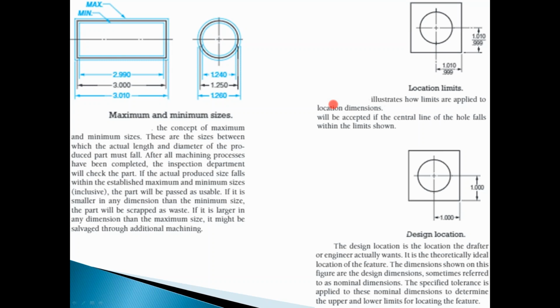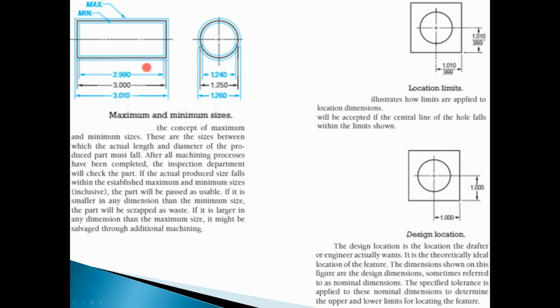When we talk about the design size, now we're going to continue on to talk about the maximum and minimum sizes. In some drawings, they define what the maximum and the minimum acceptable sizes are. The concept of maximum and minimum sizes: they are the sizes between which the actual length and diameter of the produced part must fall.